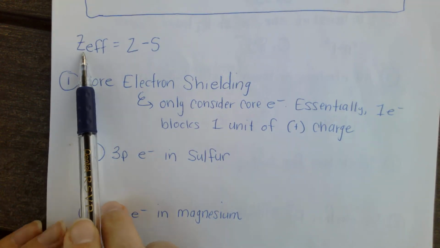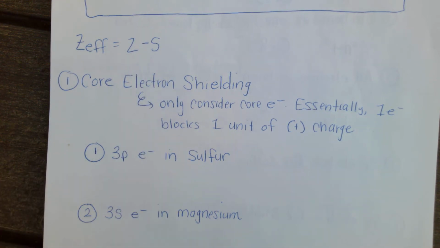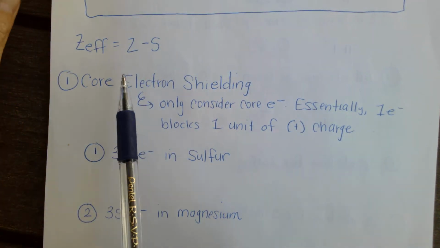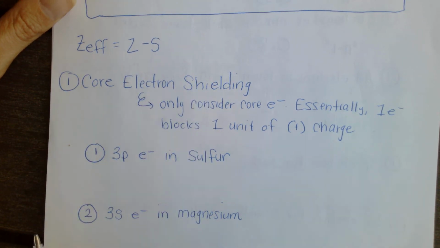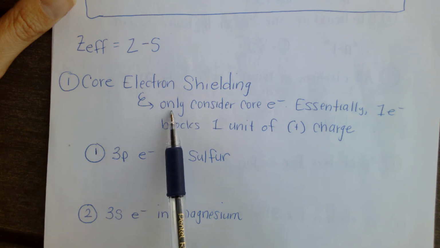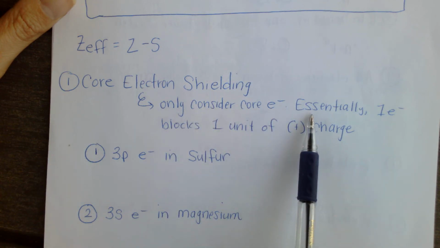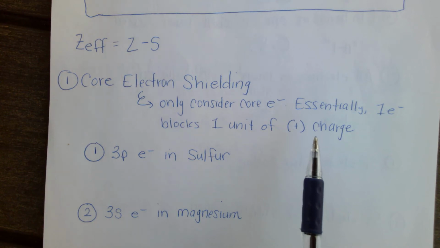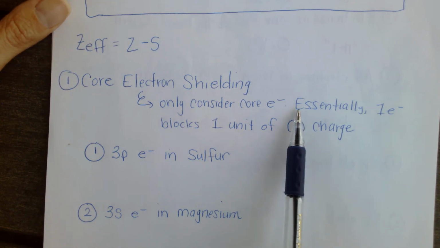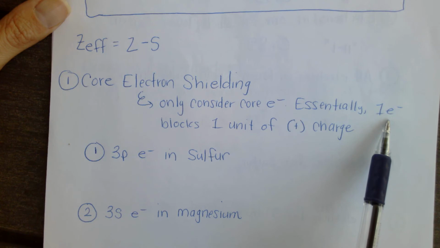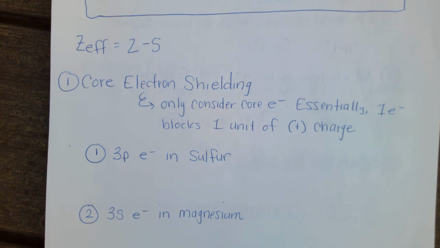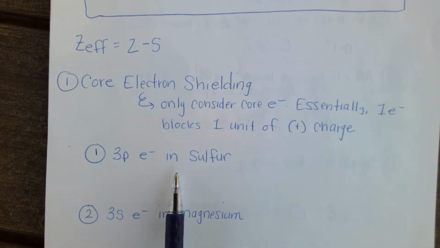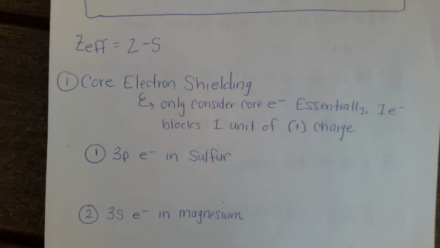We talked about effective nuclear charge equals Z minus S. Our first way that we calculate effective nuclear charge is using what's called core electron shielding. In core electron shielding, we only consider the core electrons to do any significant shielding. How this works is essentially one electron in a lower shell is going to block 1 unit of positive charge for an electron in a further shell. So for example, let's look at a 3p electron in sulfur.